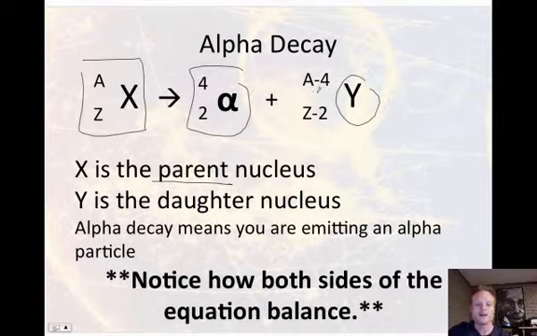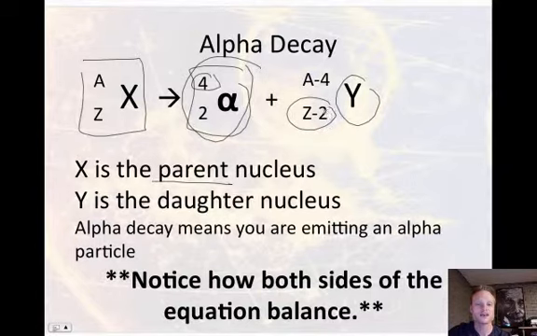Why? Well, the answer is because if I give off this, I am left with A minus 4 because I lost 4 mass units, and I lost a charge of positive 2. So I'm going to lose 2. If I add this back up, if I take Z minus 2 plus 2, I get Z. And if I take A minus 4 plus 4, I get A.